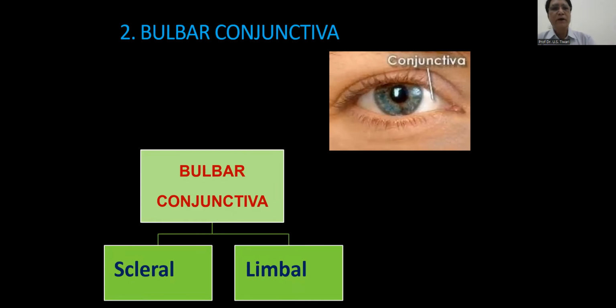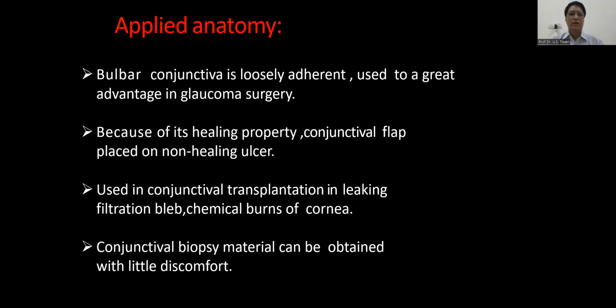Coming to the bulbar part of the conjunctiva, it is divided into scleral and limbal parts. It is this part of the conjunctiva that covers the globe. This white area is the sclera, and the transparent membrane covering the sclera is the bulbar conjunctiva, right? The applied aspect of the bulbar conjunctiva is that it is loosely adhered.